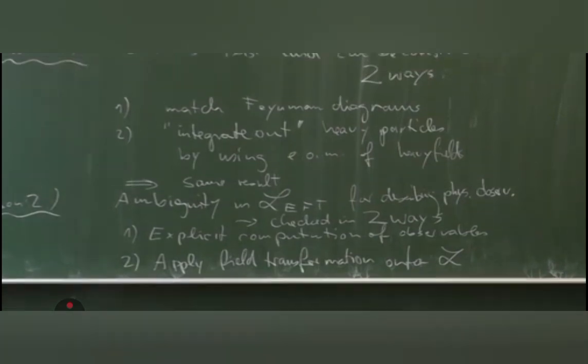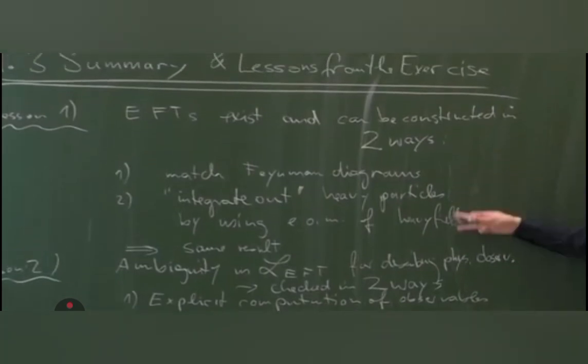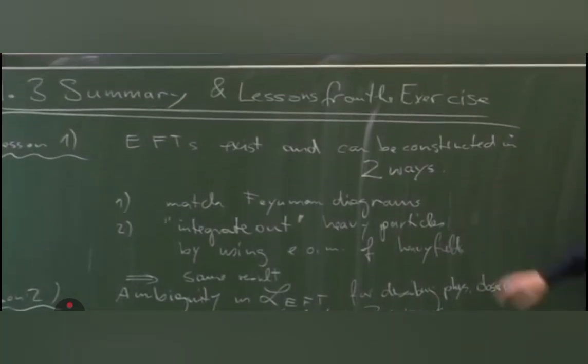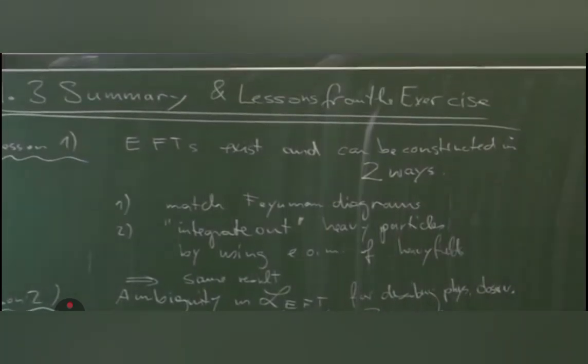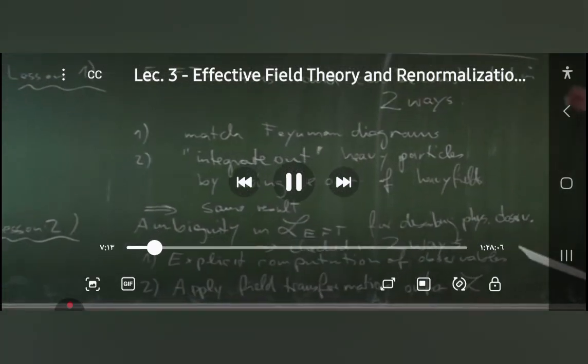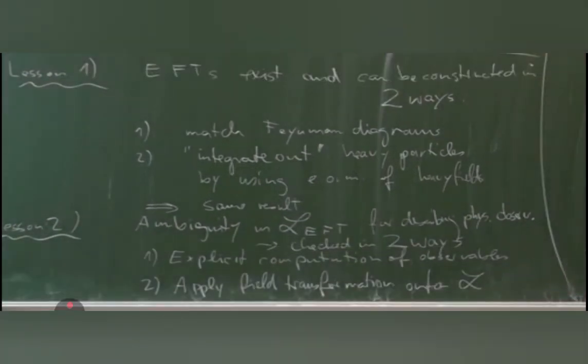Okay, so these are the 4 different types of calculations that we did, twice with 2 equal results, and therefore we have already learned many very important details about effective field theories.